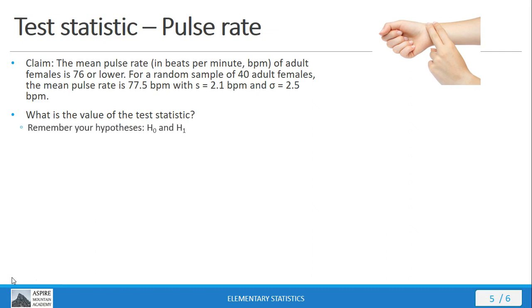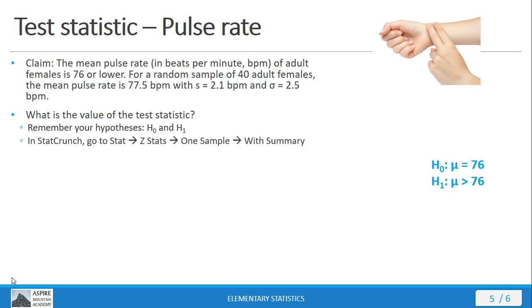Well, again, we're going to start by looking at our null and alternative hypotheses. So the null hypothesis, always a statement of equality, and the alternative hypothesis is just going to represent the claim, since the claim has no semblance of equality in it. So we can just take the claim and make that our alternative hypothesis.